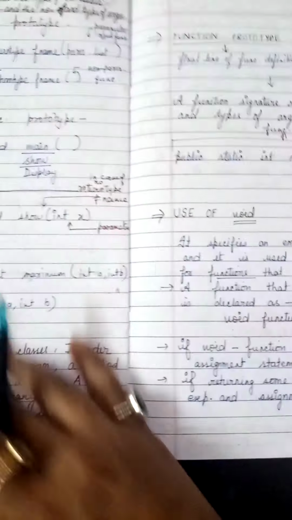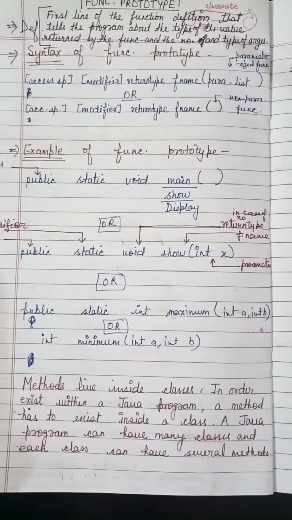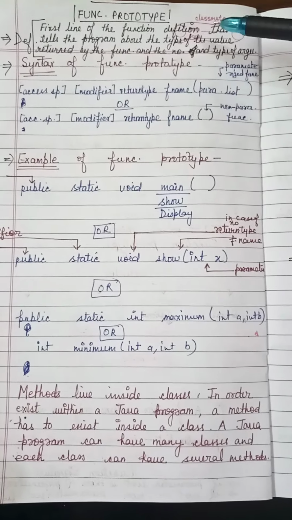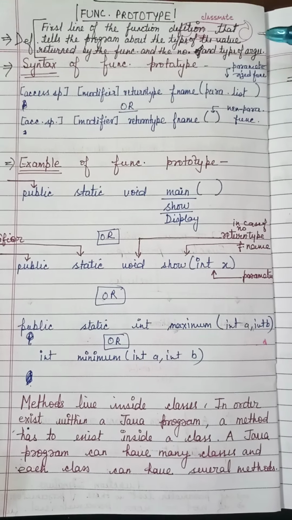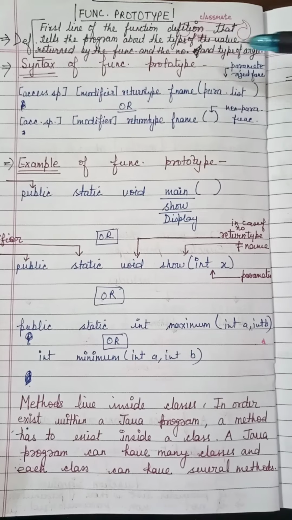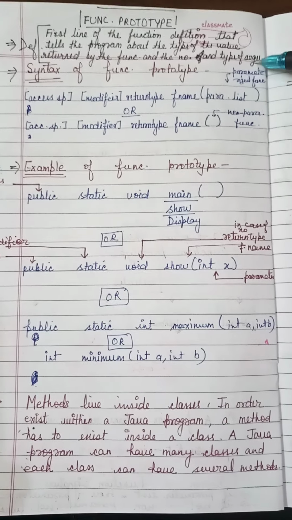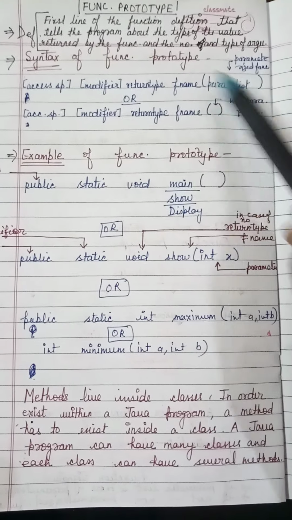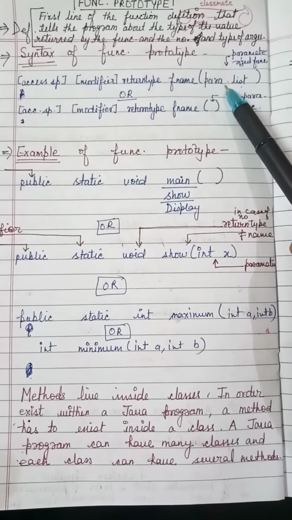Now function prototype in detail. I told you, first line of the function definition that tells the program about the type of the value returned by the function and the number and type of arguments. This is the function definition first line: access specifier, modifier, return type, function name and parameter list.